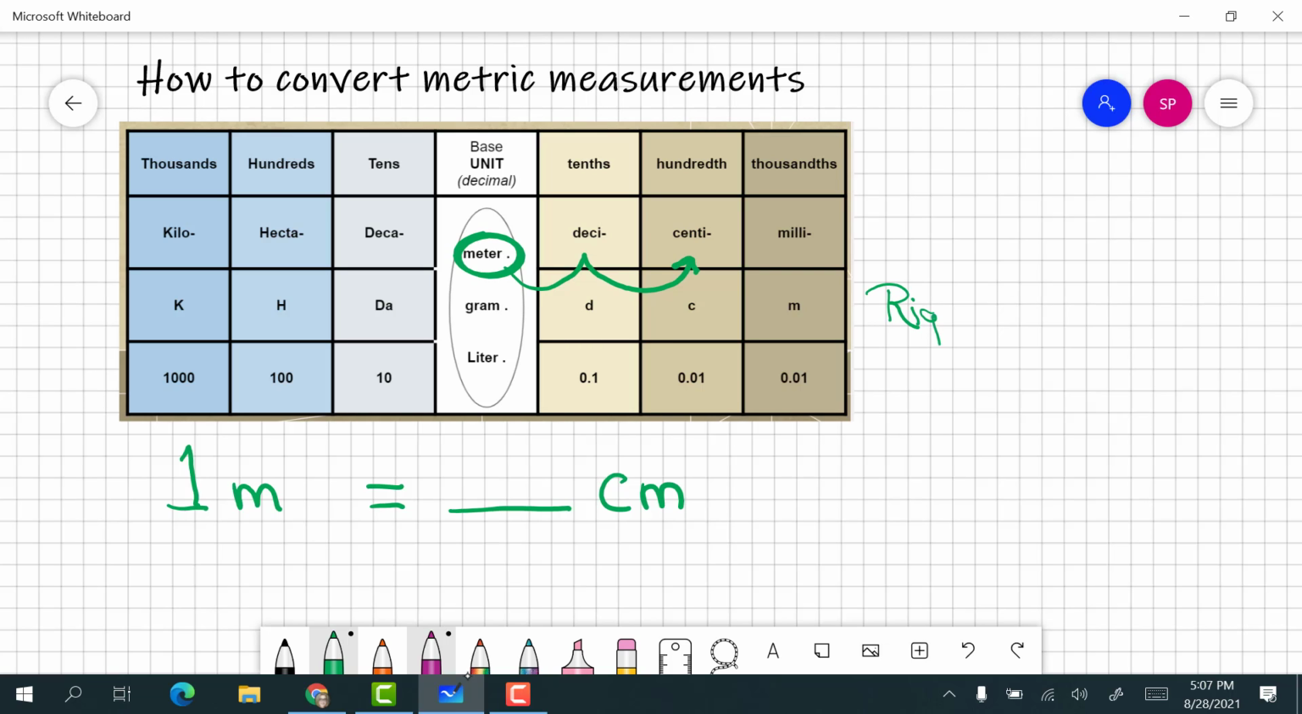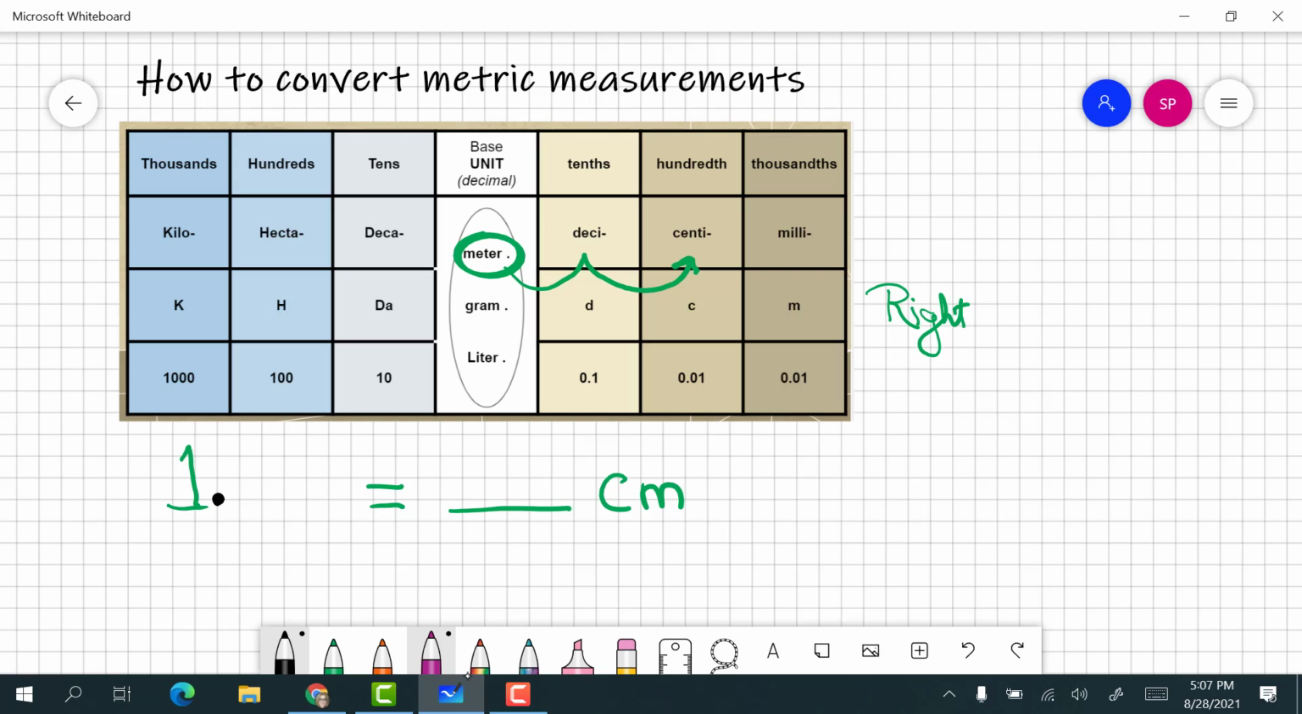So we're going to jump 1, 2. Notice that we jumped towards the right. This side is the right side of our chart. And notice that we made 2 jumps in order to get there. So what we have to do is make the decimal in our original number move 2 jumps to the right. Well, if you look at 1 meter, I don't see a decimal. Do you see a decimal?